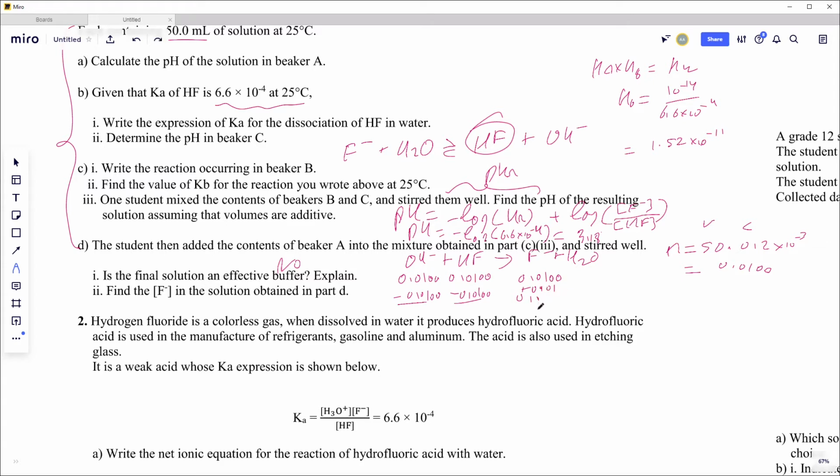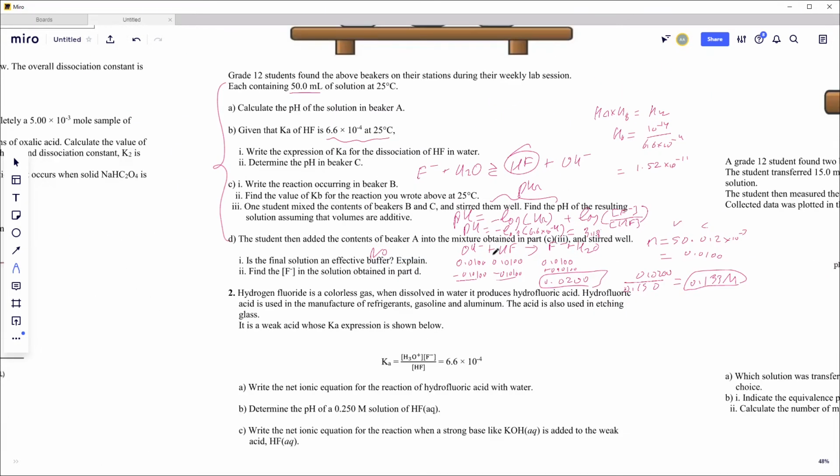So you're going to get, finally, 0.0200, and that's the number of moles. You have the volume, they add together, so you're going to get 150 milliliters, same as 0.15. Then the number of moles over the volume, which is 0.02 over 0.15, and so you're going to get 0.133 molar. And so we're done with question 1.